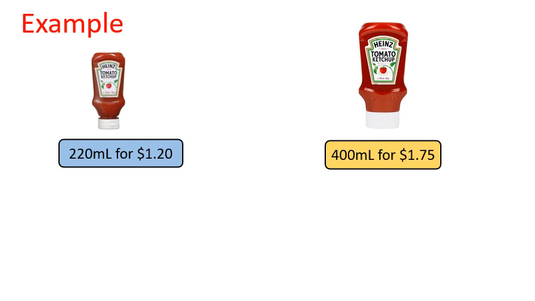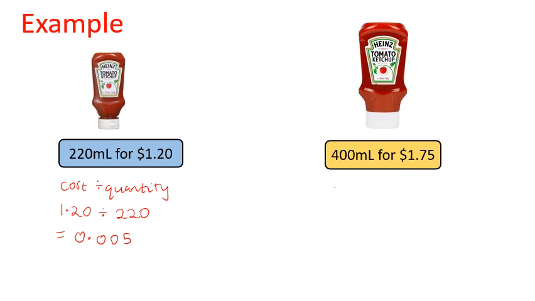So you see these sauce bottles at the supermarket and you're wanting to work out which is the best buy. So you need to work out the price per unit. So cost divide by quantity. So the cost is $1.20, quantity 220 mils. Pop that in the calculator, it equals 0.005. So that's like saying 1 mil is 0.005 of a dollar.